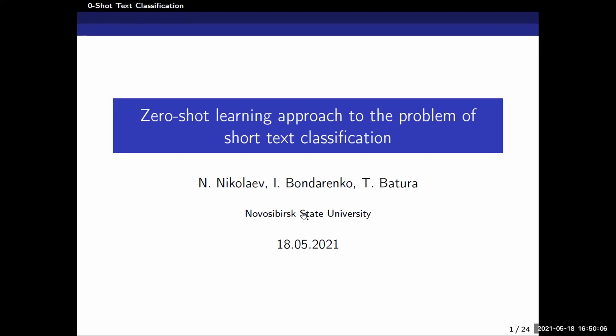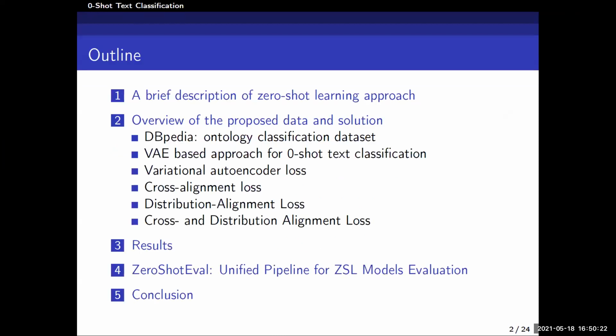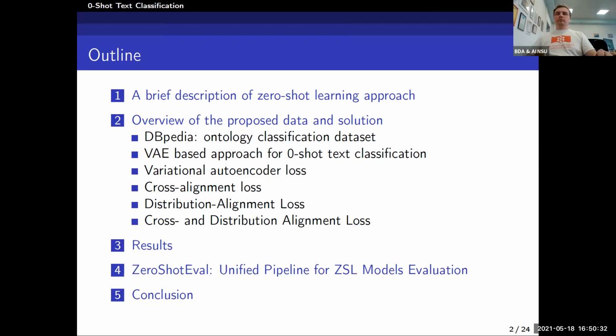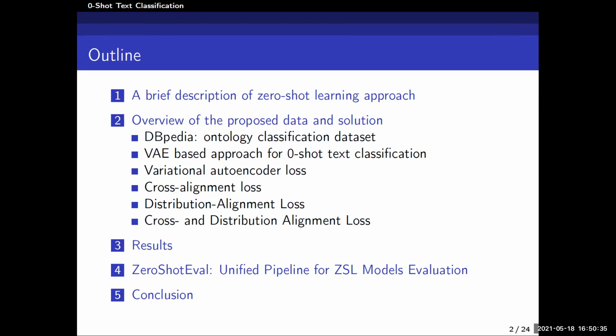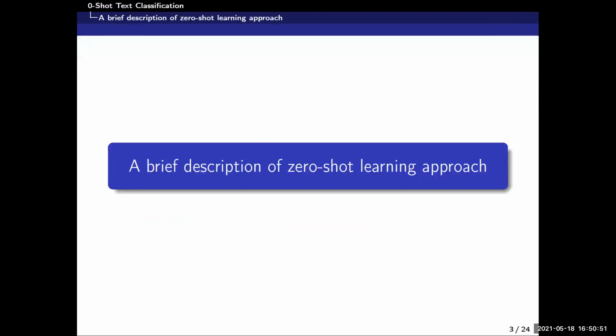Good afternoon, dear audience. Today I would like to present to you my master thesis, which is called Zero-Shot Learning Approach to the Problem of Short Text Classification. My scientific advisors are Ivan Yuryevich Bondarenko and Tatiana Viktorovna Madura. Let's start with a short outline. First of all, we will talk about a brief description of the Zero-Shot Learning approach and all the related tasks. Then we'll move on to an overview of the proposed data and solution. We'll see results of this work and finalize our discussion with the Zero-Shot Eval special pipeline and framework for this work, and some conclusions.